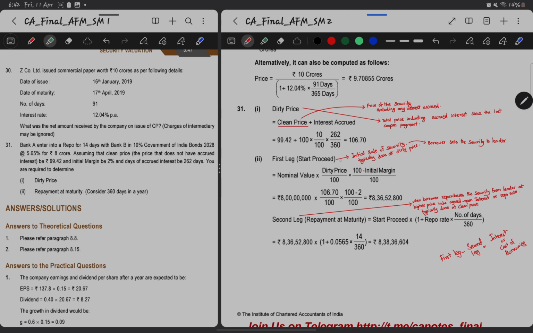So first leg will be nominal value of the security multiplied by dirty price by 100, as the first leg transaction will happen at dirty price, multiplied by 100 minus initial margin divided by 100. So in our case, dirty price is 106.70, nominal value will be 8 crores and the initial margin is given as 2%. So we are getting a value of 8 crore 36 lakh 52,800 as the first leg, which is the initial sale of security between Bank A and Bank B.